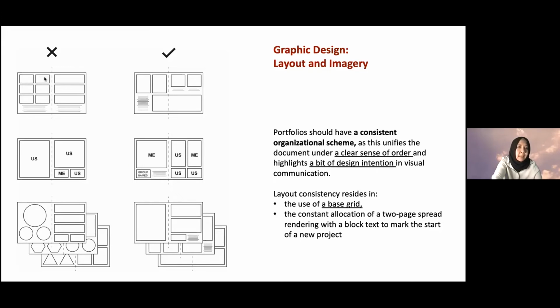So for example, here you can see this is something that you shouldn't do. You should choose the next one, because it has two facing pages, right? So you should find a continuous visual element, so here it extends over to the next page.